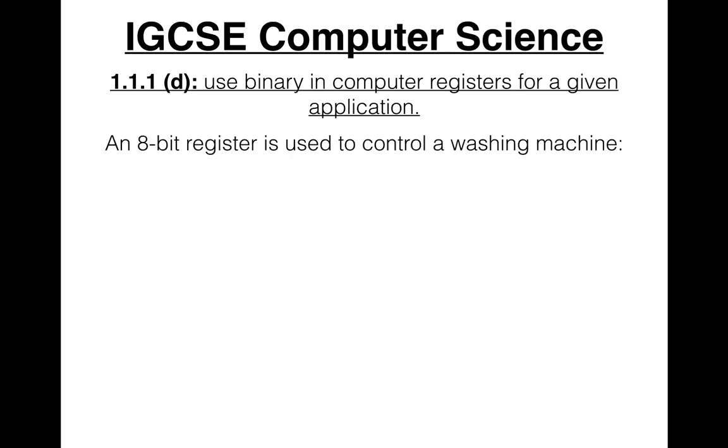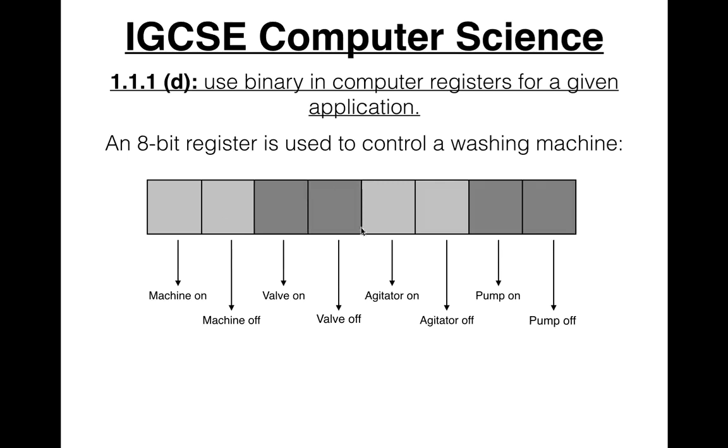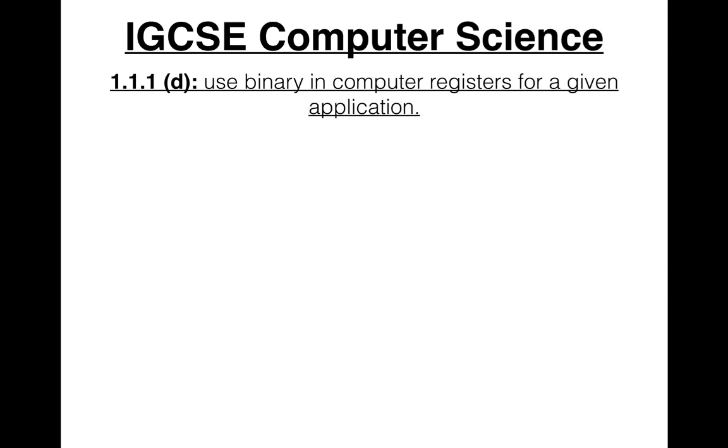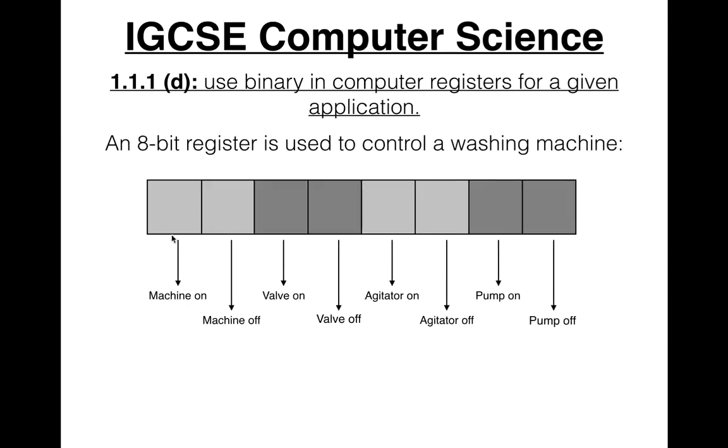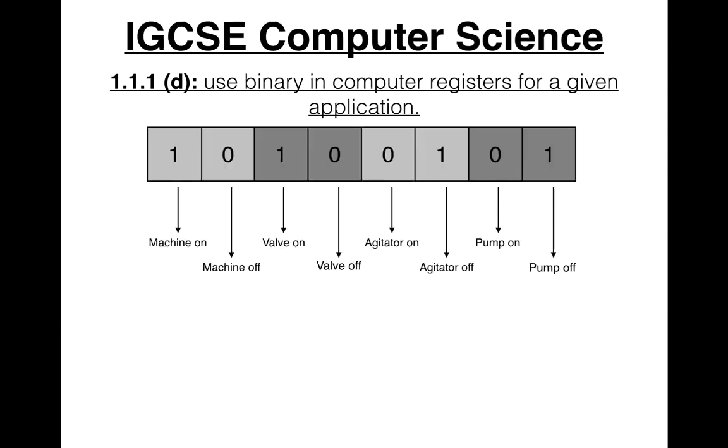You might get a question on the exam saying an 8-bit register is used to control a specific device, such as a washing machine in this instance. So you might get something like this. It'll tell you which bit represents what function it performs. Basically, each of these squares, or columns, is given a bit of 0 or 1. For example, as you can see, there's a 1 here, 0 here, 1 here, 0 here, and so on.